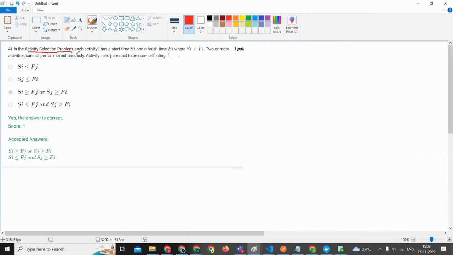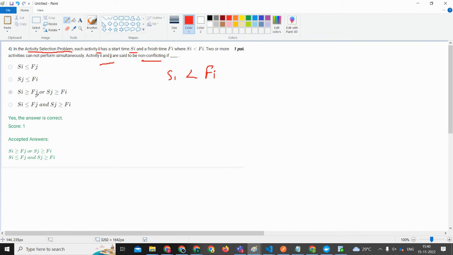in the activity selection problem, each activity i has a start time si and a finish time fi. The start time is always less than the finishing time, that's always correct, right? Two or more activities cannot be performed simultaneously. Activities i and j are said to be non-conflicting if there is no overlapping.